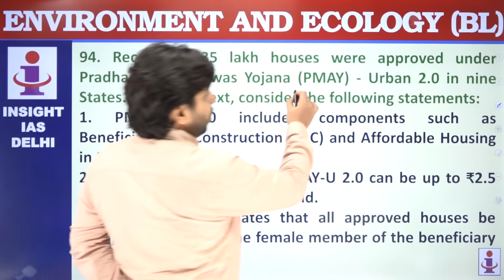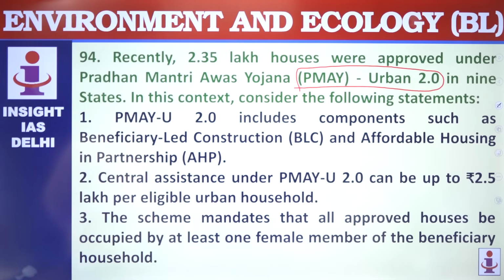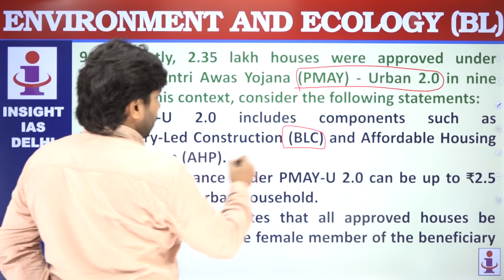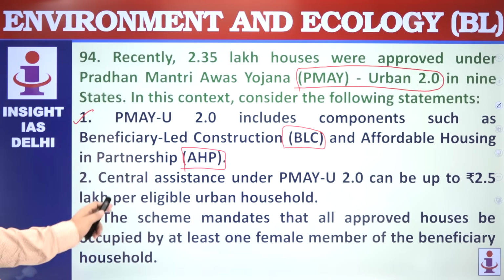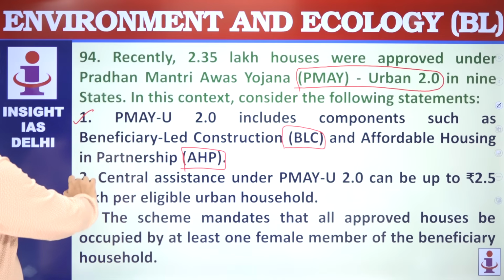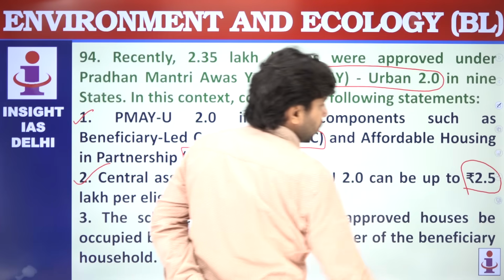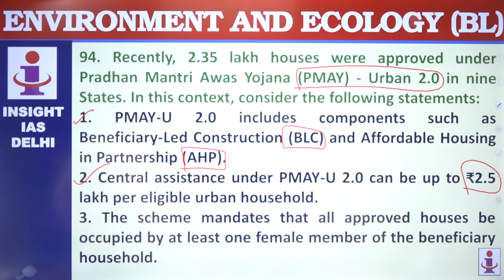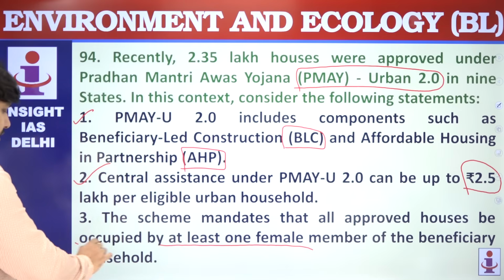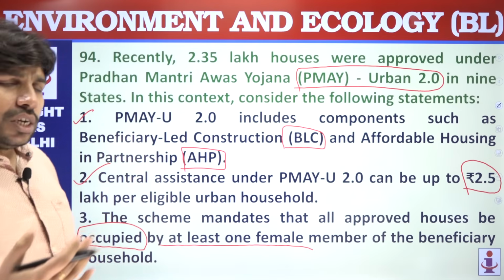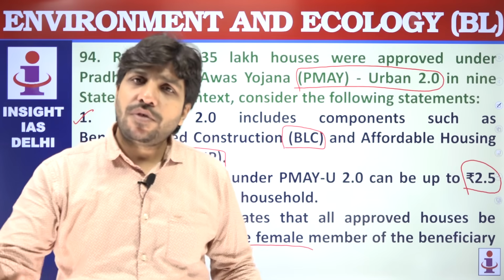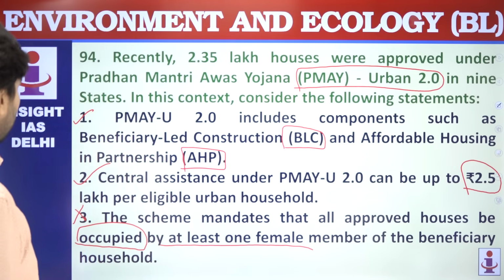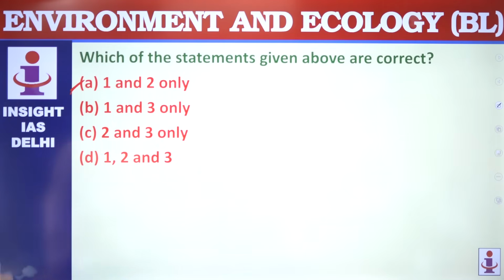Pradhan Mantri Awas Yojana Urban. The question is regarding Pradhan Mantri Awas Yojana. It includes components such as beneficiary-led construction and affordable housing in partnership. Yes, BLC and AHP are two components of Pradhan Mantri Awas Yojana. Statement 1 is correct. Central assistance under this can be up to 2.5 lakh per eligible house. Yes, this figure you should remember. The scheme mandates that all approved houses be occupied by at least one female member. This is not a necessary condition. It is not necessary that a house under Pradhan Mantri Awas Yojana should be occupied by at least one female. There can be houses where no females are residing. So statement 3 is not correct. So only 1 and 2 are correct.